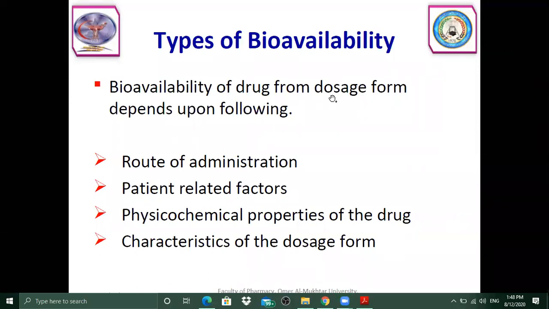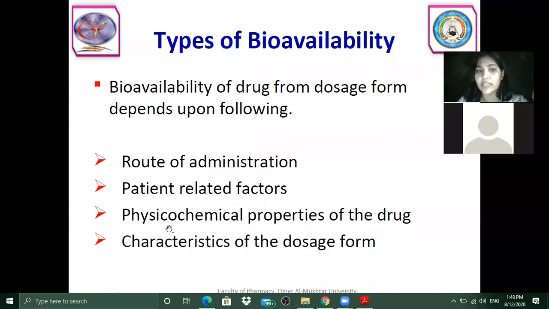Then moving on, bioavailability of drug from dosage forms. The dosage form could be oral, liquid, rectal, etc. It depends on the following. First of all, what is your route of administration? Then patient-related factors, then physicochemical properties of the drug, and characteristics of the dosage form. So these are the 4 factors which are going to tell how exactly your bioavailability will be, like what all parameters can affect the bioavailability of a drug.